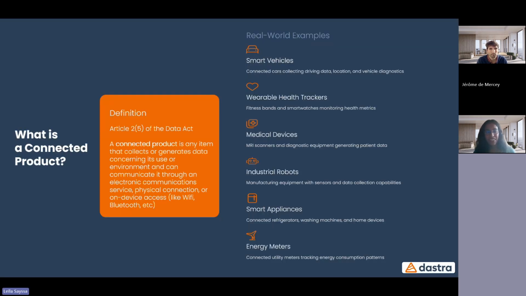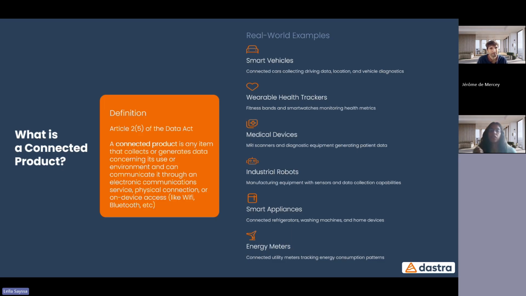So let's understand a bit more about connected products. Of course, there's a legal definition given by the Data Act in Article 2.5, but I won't read it all together. You can check it out. To summarize, a connected product is a physical item that can generate, collect, or obtain data concerning its use or environment, and can communicate it via a connection. It can be Wi-Fi, Bluetooth, USB, or on the device itself.